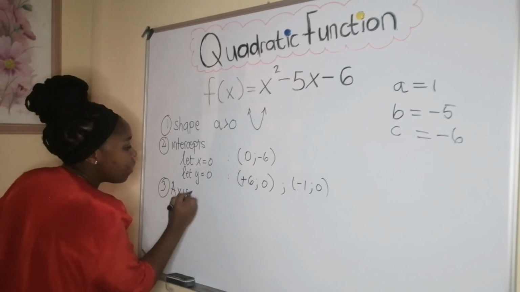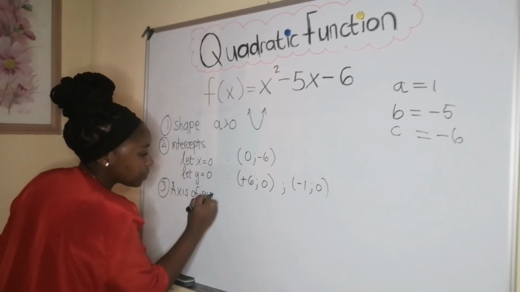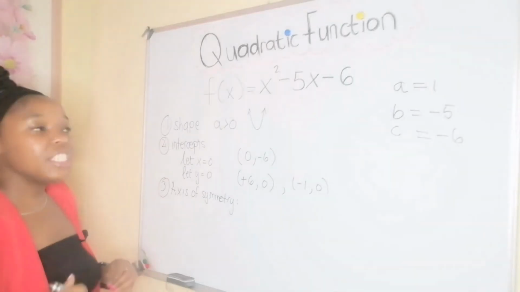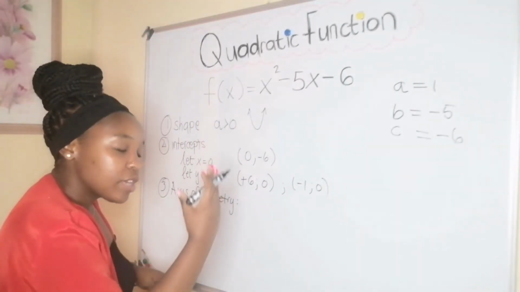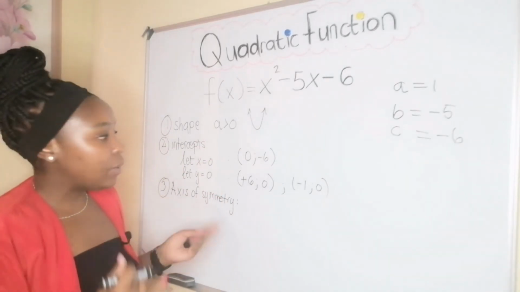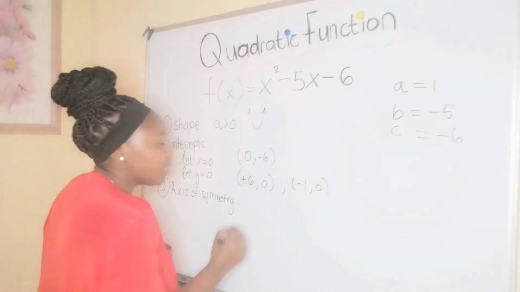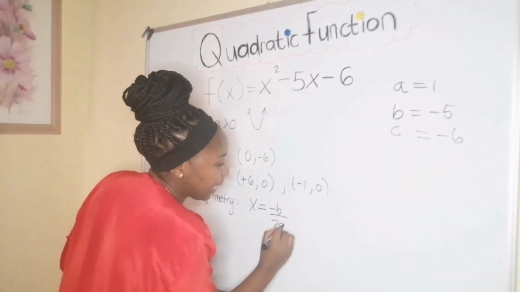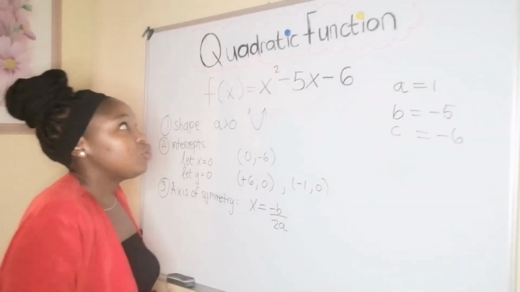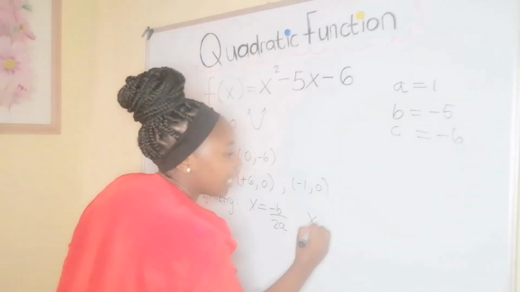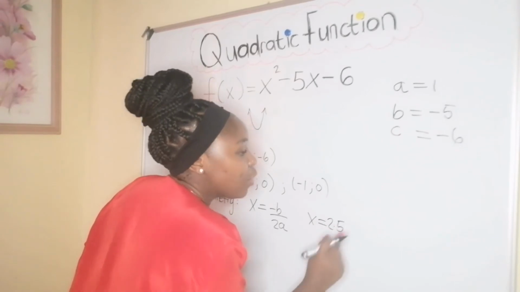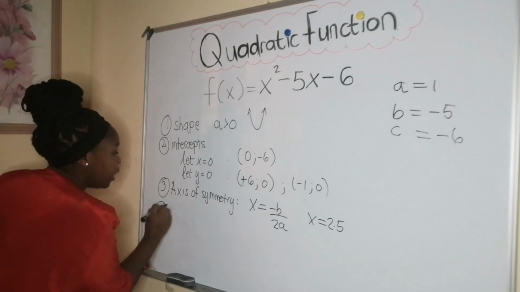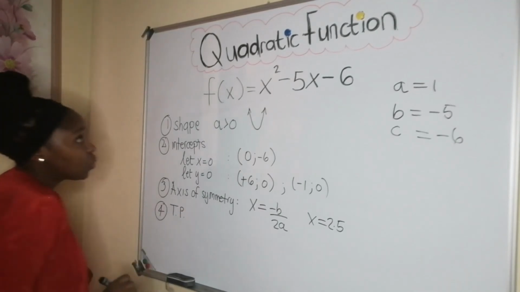And the third thing that I said that you need to do is get your axis of symmetry, right? I said that the axis of symmetry is that imaginary line that cuts your quadratic function into two equal halves, right? And you find the axis of symmetry by using the equation x equals minus b over 2a, right? And we found that our axis of symmetry for this quadratic function was x equals 2.5.